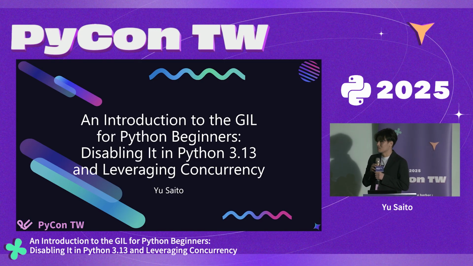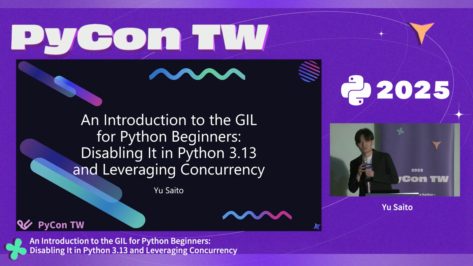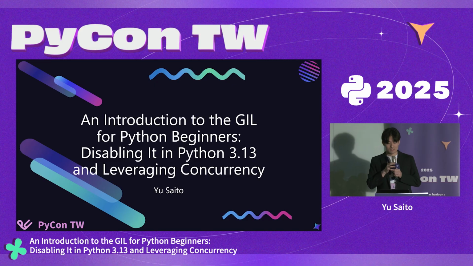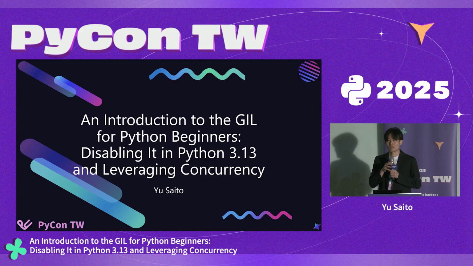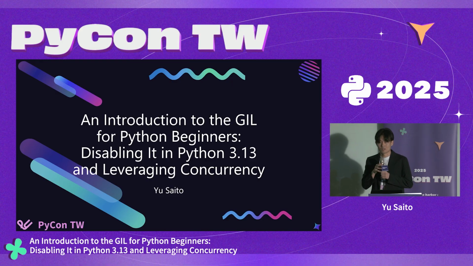In this presentation, the title is Introduction to the GIL for Python Beginners, and Disabling It in Python 3.13 and Leveraging Concurrency. I will explain the basics of the global interpreter lock, GIL, for Python beginners, and I will show how disabling it enables parallel execution.